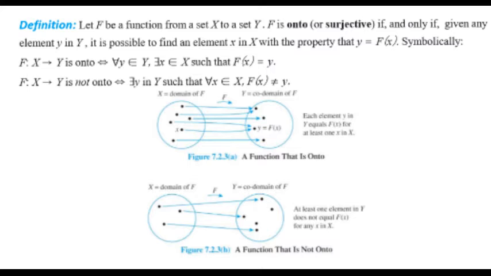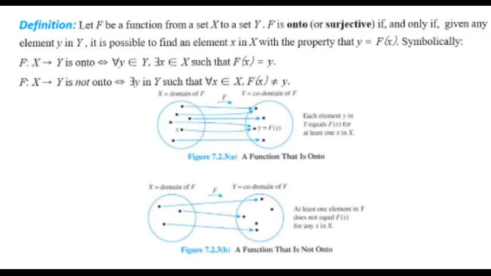So symbolically, we can say f is onto if and only if for every member of the codomain there is a member of the domain, like X, such that f of X is equal to that member of the codomain, which was Y. And if you negate this statement, you'll get the definition of not being onto.